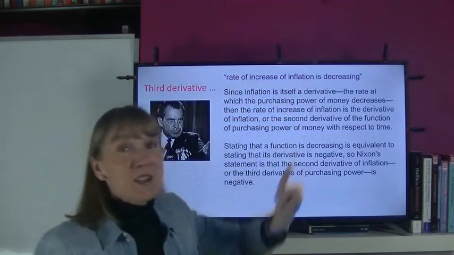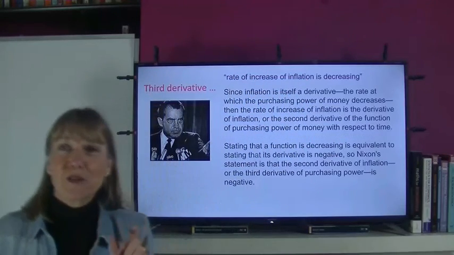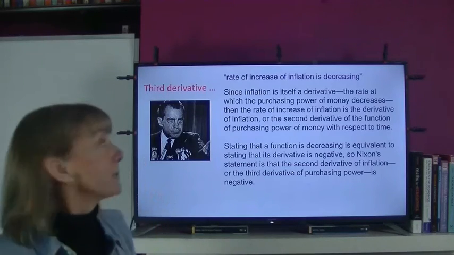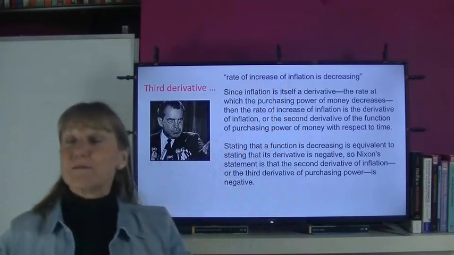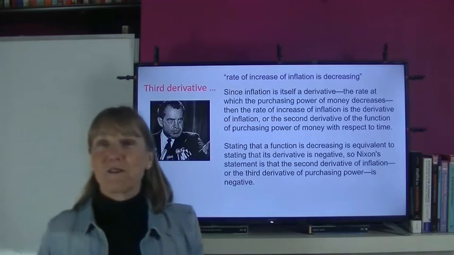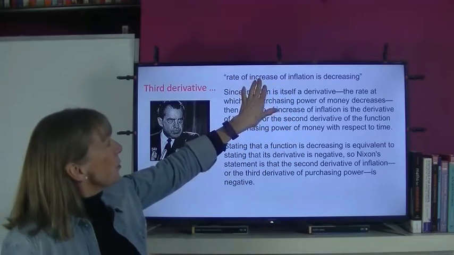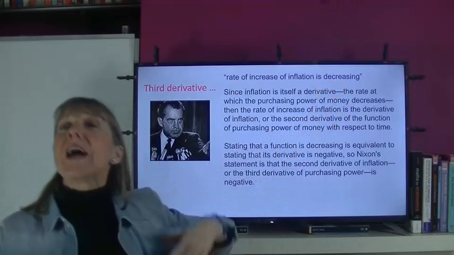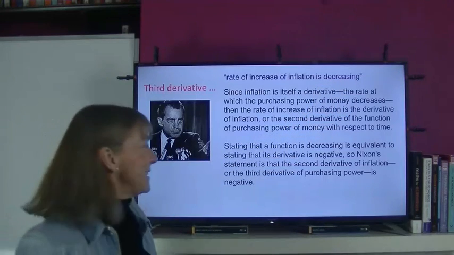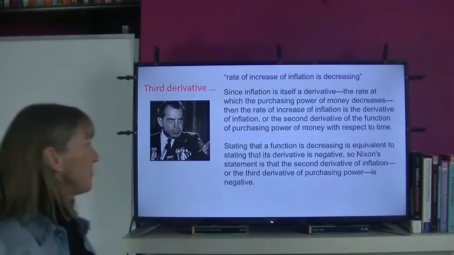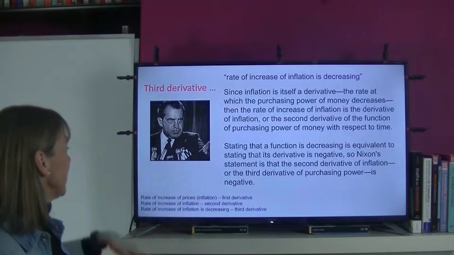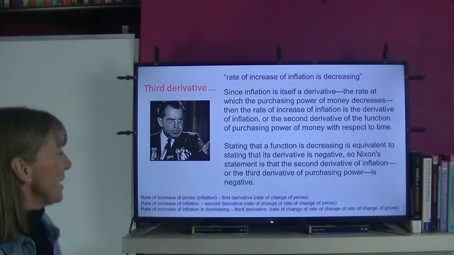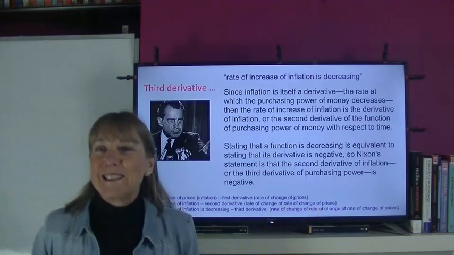Now, inflation is already the rate of change of pricing. So inflation is the first derivative of prices. Inflation is increasing, the rate of change of the rate of change is increasing. So that's the second derivative. And then by noting that that is decreasing, he is dabbling in the third derivative. So I'll let you read that. But so here's the first derivative, second derivative, third derivative, and that's what it means in terms of pricing.